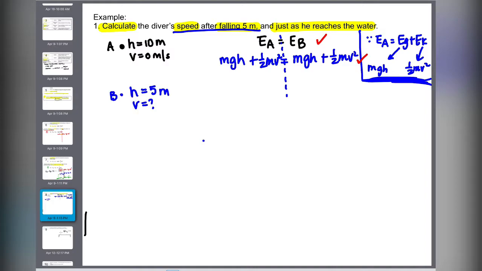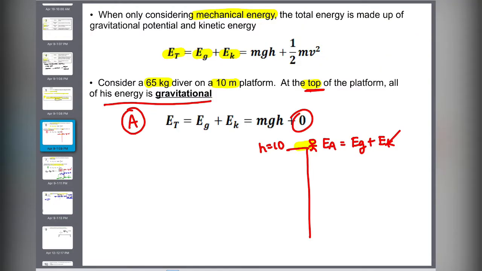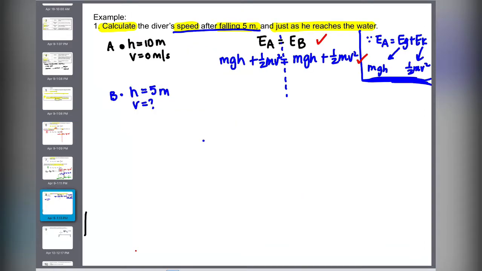Now I can start plugging in numbers. I didn't write it down, but from the previous question, I believe they said that the mass was 65. Sig digs is not the nicest, so I'm going to change the height to 10.0. I'm just going to change it to match the question. I apologize for that. And then I'm also going to change this other height to be 5.0.